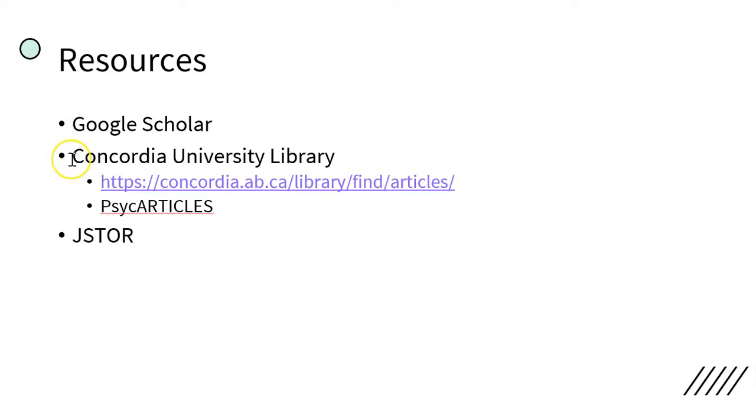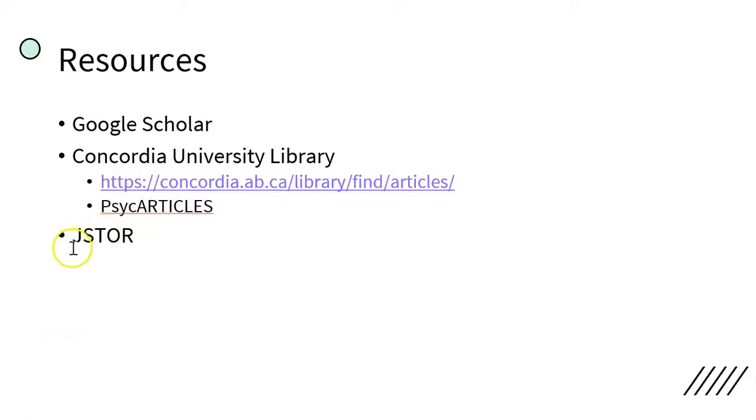You can also go to the Concordia University Library site. They have this great resource at the library called a Find Article. And you go in there and it lists all of these different search engines you can use. And the one I'd want you guys to use is one called Psych Articles. It's a search engine full of psychology articles. Sounds like it'd be perfect for this assignment, guys.